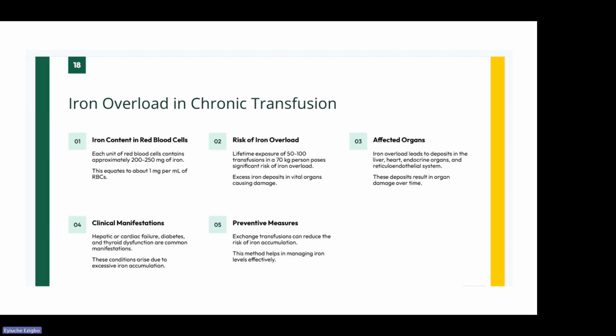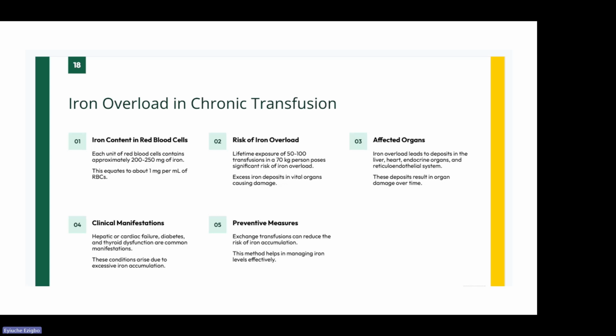Another condition, a delayed transfusion reaction that presents without fever, is iron overload in chronic transfusion. Iron content in red blood cells: each unit of red blood cells contains approximately 200-250 milligrams of iron. This equates to about 1 milligram per mL of red blood cells. Lifetime exposure of 50 to 100 transfusions in a 70 kg person poses significant risk of iron overload. Excess iron deposits in vital organs, causing damage.